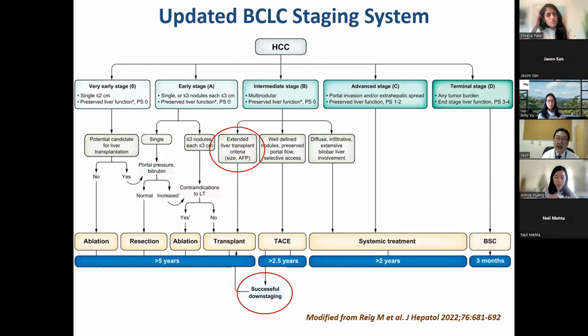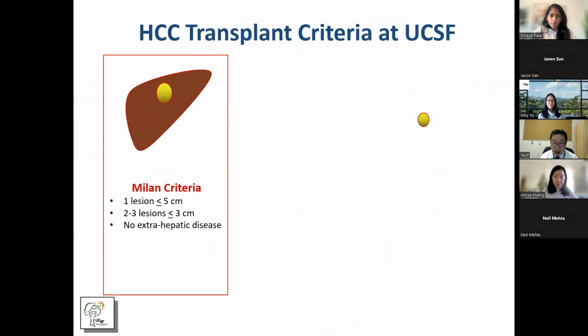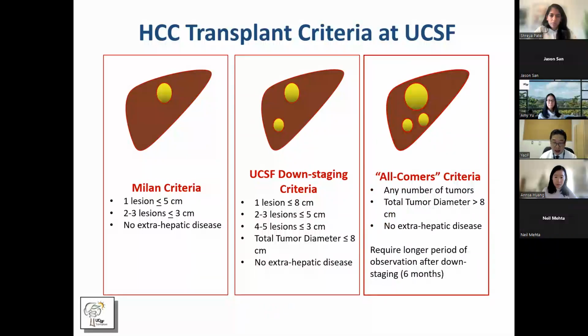This is the BCLC staging classification, the most commonly used staging system for HCC, and the recently updated BCLC has now recognized and integrated downstaging for liver transplant in their treatment algorithm and also expanded criteria. So I think there's the feeling that all the work over the years finally came to fruition. So now, can we push the envelope further?